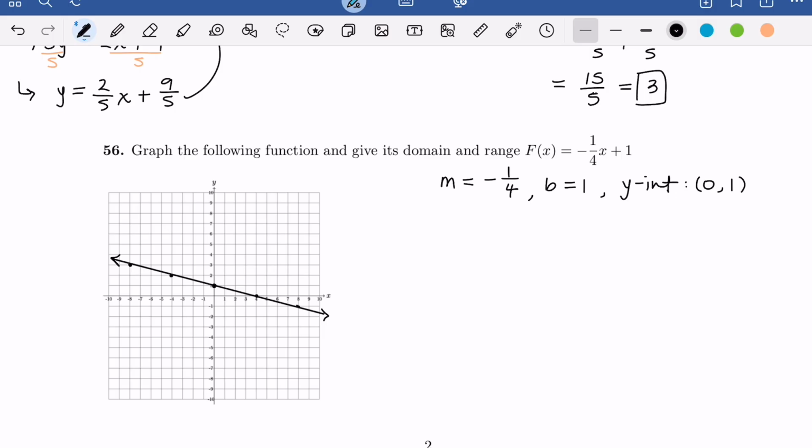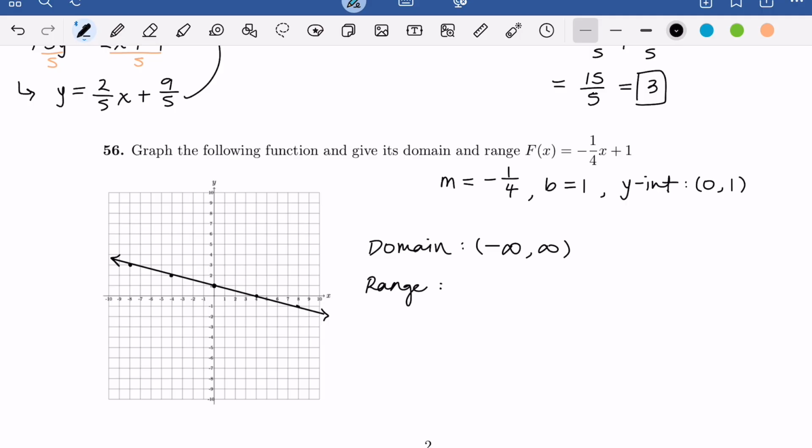All right, and the last thing for this question is we want to give its domain and range. Well, let's look at our domain. This is going to be all of our input values. Since this line is going to continue on forever in this direction and this direction, all of our input values is going to be all real numbers. So our domain is all real numbers, which is going to be given by -infinity up to infinity.